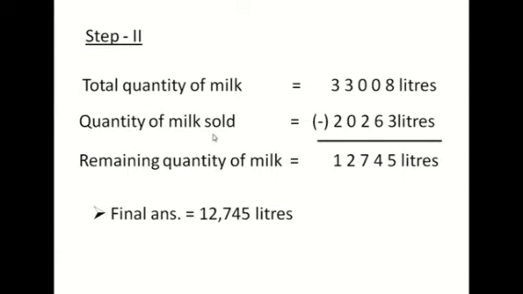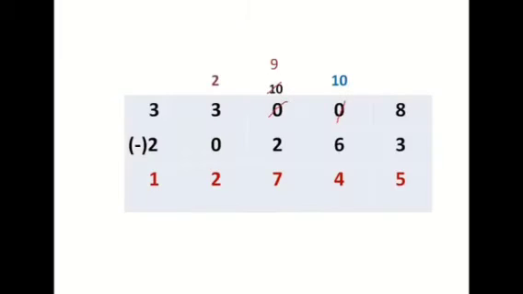Now the quantity of milk sold is 20,263 liters. If you subtract, you will get the remaining quantity of milk. So it is 12,745. This is the final answer. If you have any kind of doubt about the subtraction, I have done it in the next page. You can check it.